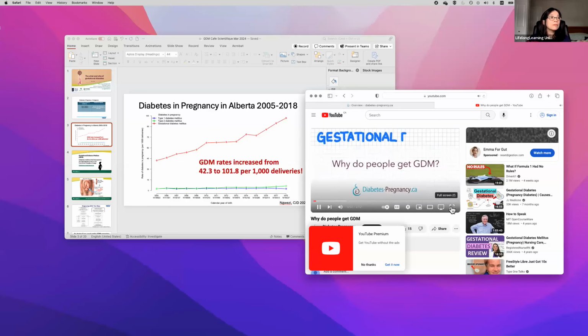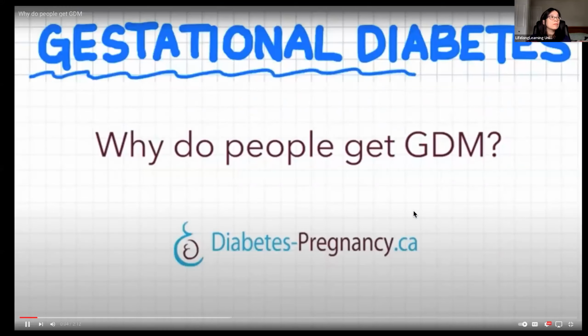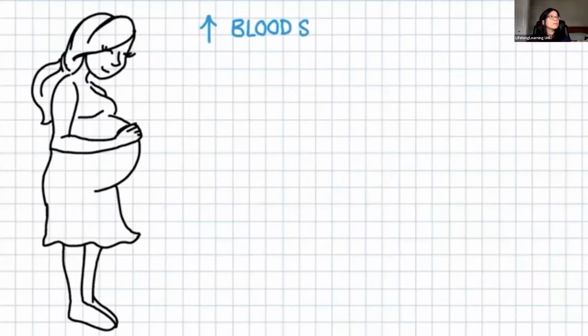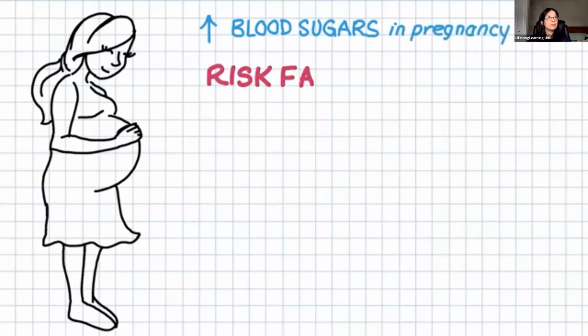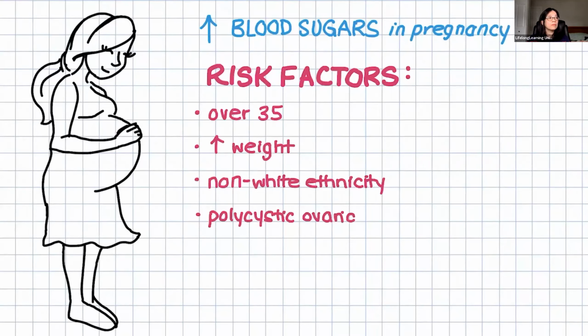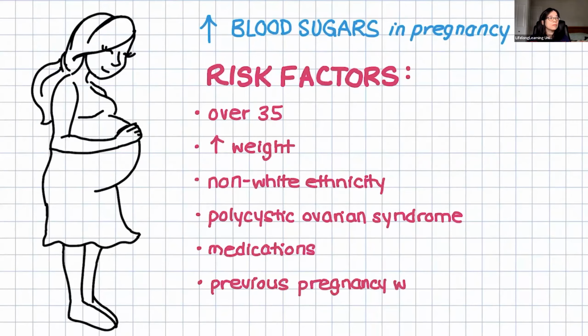Gestational diabetes shows up in many different women during pregnancy and occurs in up to 6% of all pregnancies in Canada. This is a temporary type of diabetes that occurs during pregnancy. There are certain factors that can put you more at risk for having GDM, such as being over 35, having an increased weight, non-white ethnicity, polycystic ovarian syndrome, certain medications, having a previous pregnancy with gestational diabetes or a large baby, or having a family member with diabetes.